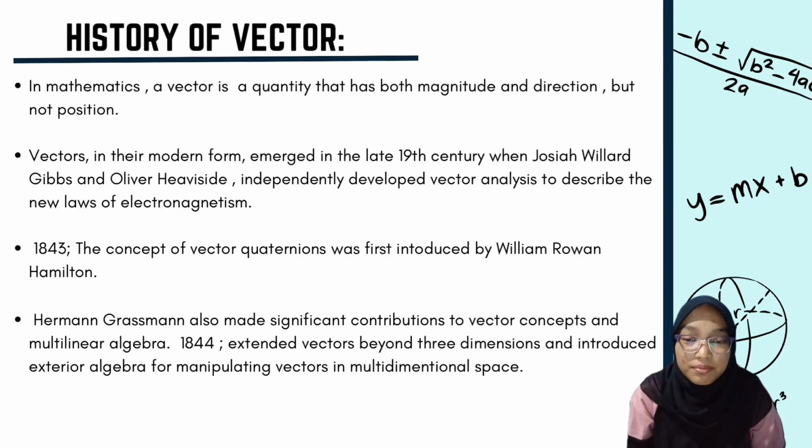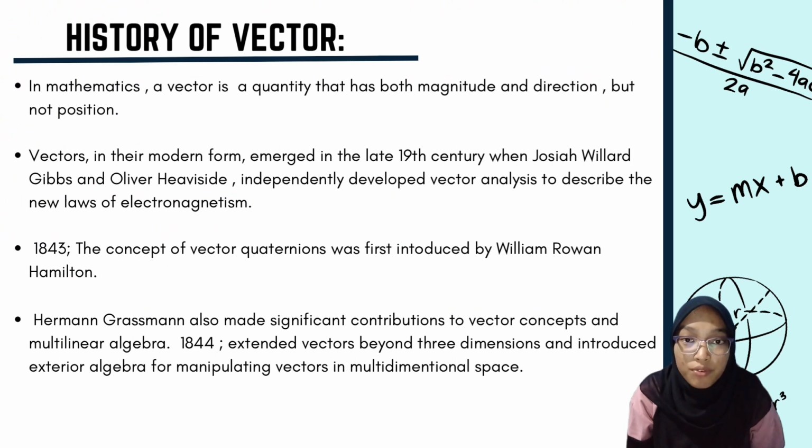History of vector. In mathematics, a vector is a quantity that has both magnitude and direction but not position. Vectors in their modern form emerged in the late 19th century when Josiah Willard Gibbs and Oliver Heaviside independently developed vector analysis to describe the new laws of electromagnetism.